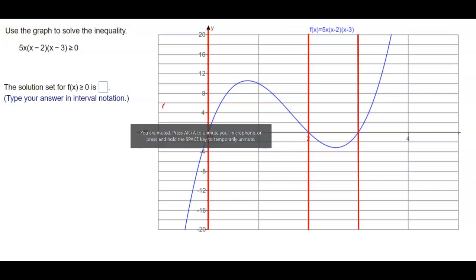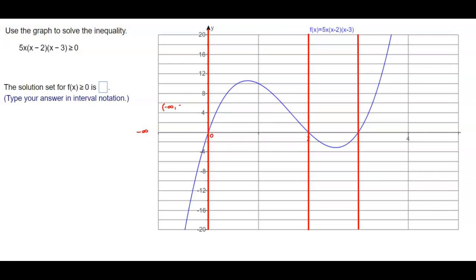So this interval goes from negative infinity to 0. This is region number 1. Then if we take a look at region number 2, we can see that this region goes from 0 to 2. Then this is region number 3, and this region goes from 2 to 3, since that is where it crosses the x-axis. And then region 4 is where we have 3 to infinity.